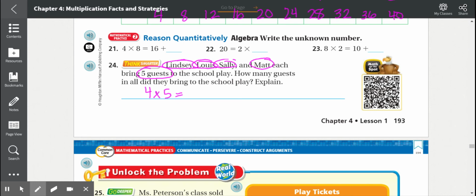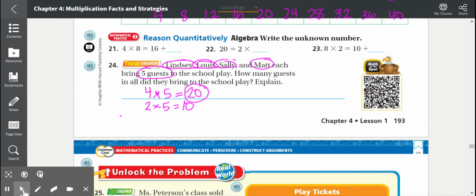So you could do it. You could draw equal groups. You could count by 5s, but let's do it this way. Well, if we were to do 2 times 5, 2 times 5 equals 10, and then double your number. Oh, so that would be 10 plus 10. Well, think, what is 10 plus 10? It's 20. So 4 times 5 is 20, and that's our final answer. Okay, let's go into the next page.